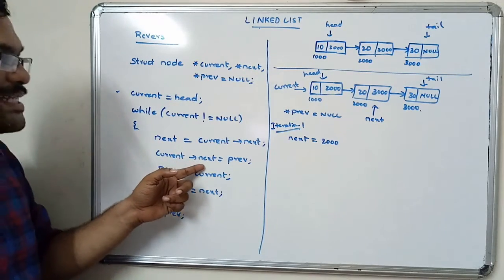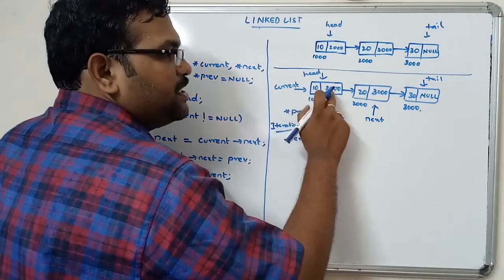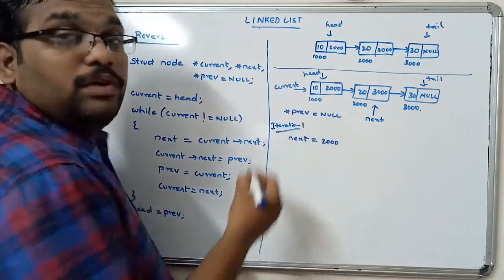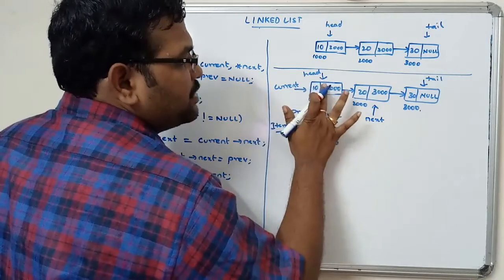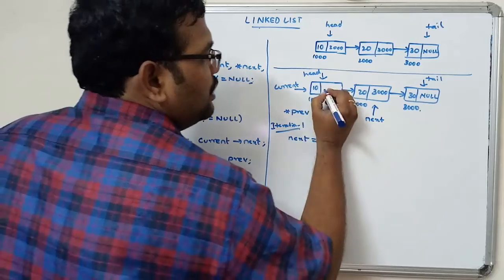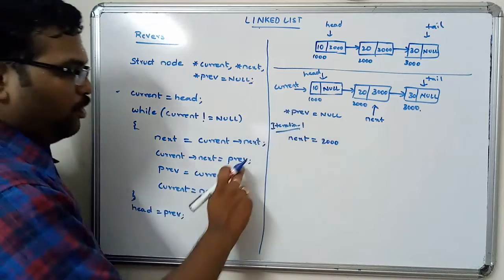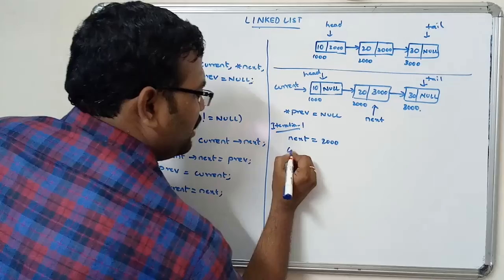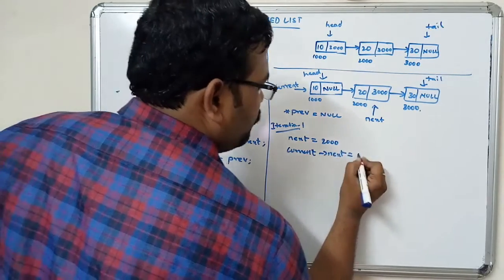Next, current of next is equal to previous. Current of next means this one. So this is the current, this is the next, this is the head, and previous is equal to null. Now current of next is equal to previous. So current of next, this one, is equal to previous, which means null. So 1000 will be removed and it is replaced with null. Hope you understood this one. Okay, current of next is equal to null.